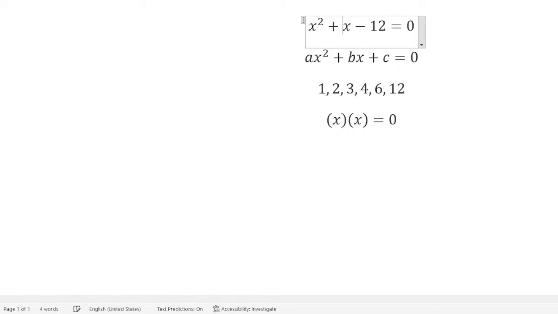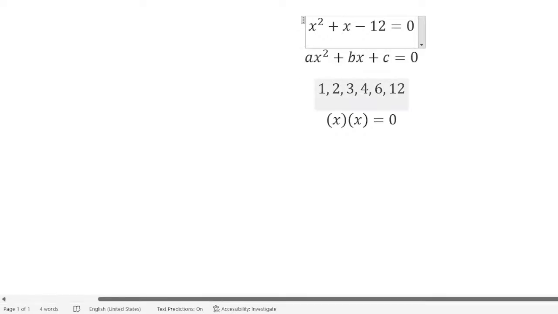So which factors of 12 when we minus them will give us 1? Obviously it's not 1 and 12 because that will give us 11, and it's not 2 and 6, that will give us 4. So possible factors are 3 and 4. So our factors are 3 and 4 that we're going to use in this equation.